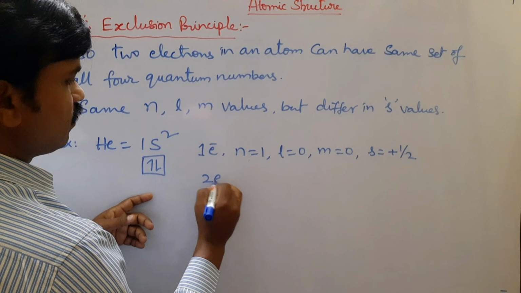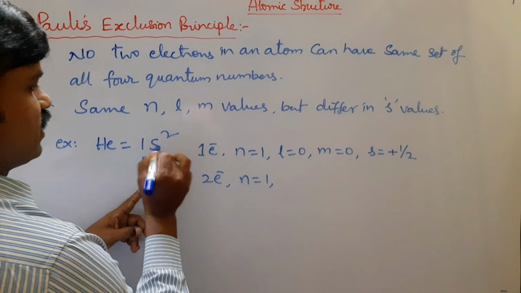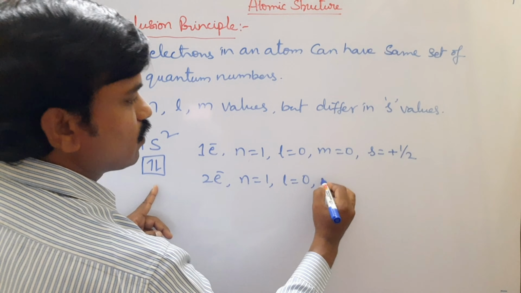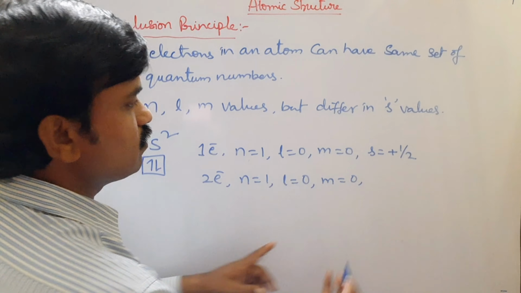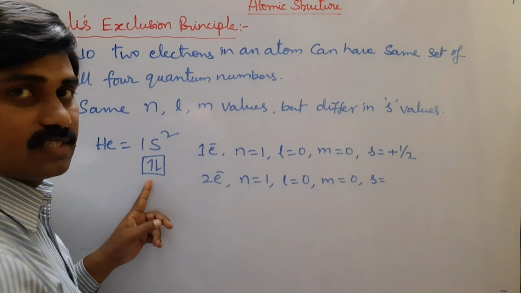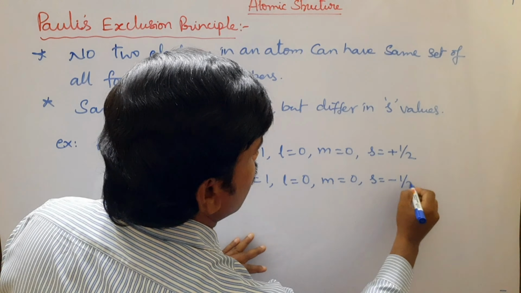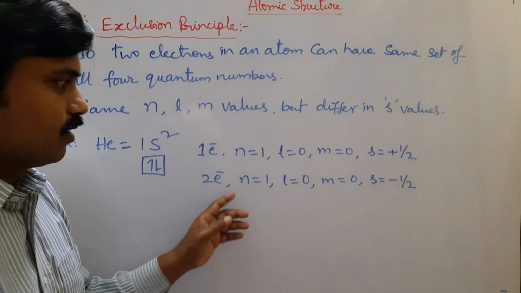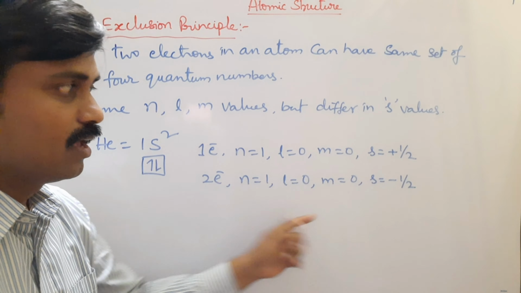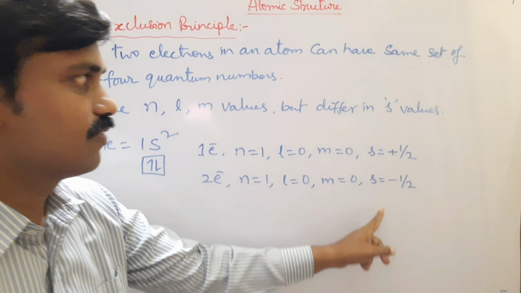For the second electron, principal quantum number n value is also 1 because it is 1s. For an s orbital, the azimuthal quantum number l value is 0. If l value is 0, magnetic quantum number m is also 0. But the difference is that the second electron is in the downward direction, so downward direction means its spin is minus 1/2. That's why, if the principal, azimuthal and magnetic quantum number values are the same, the spin quantum number value cannot be the same; it is different.